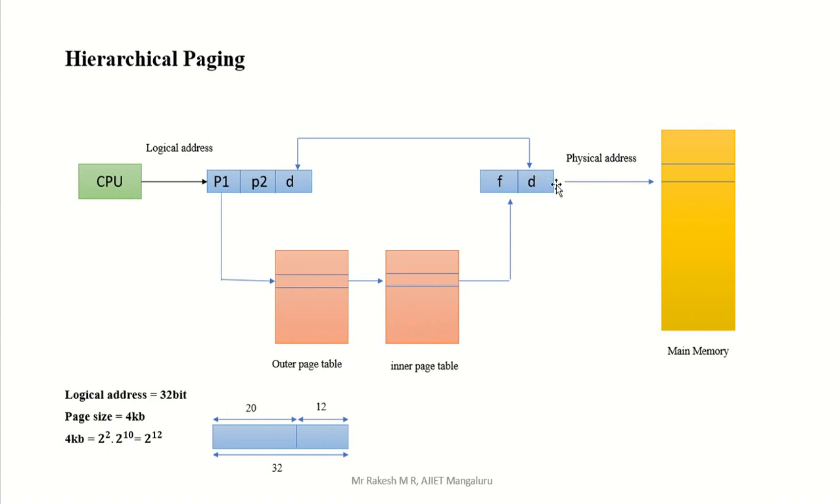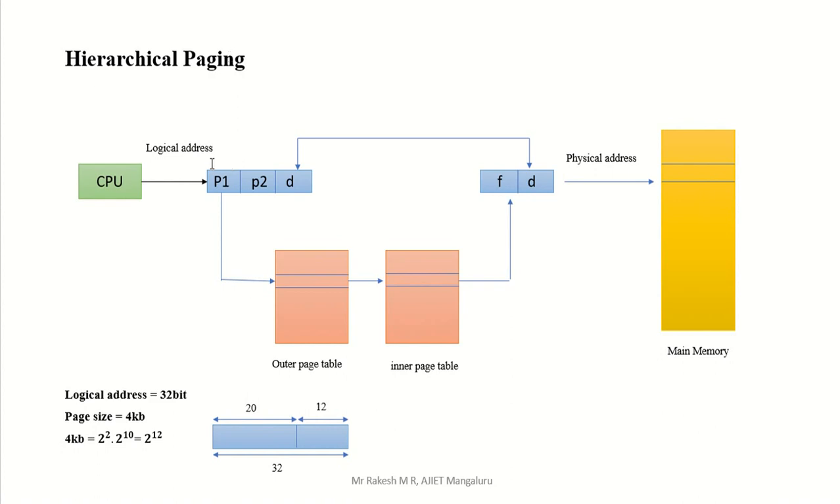Combinedly this is called the physical address, and that is sent to the memory, and in the memory it searches for that particular frame, and here we have that frame. Inside this we have the page, whichever page is required by the CPU, and that is automatically sent to the CPU for execution. This is the concept of hierarchical paging.